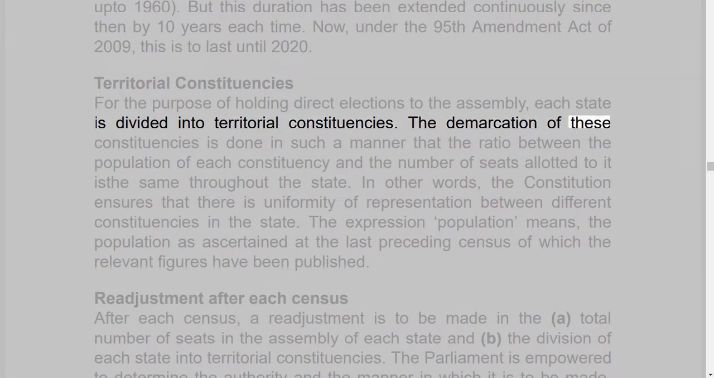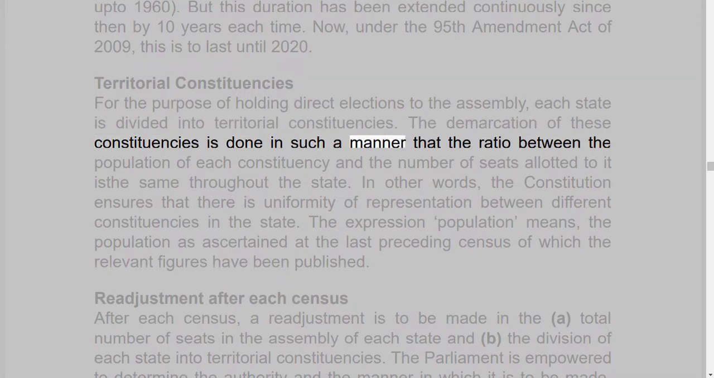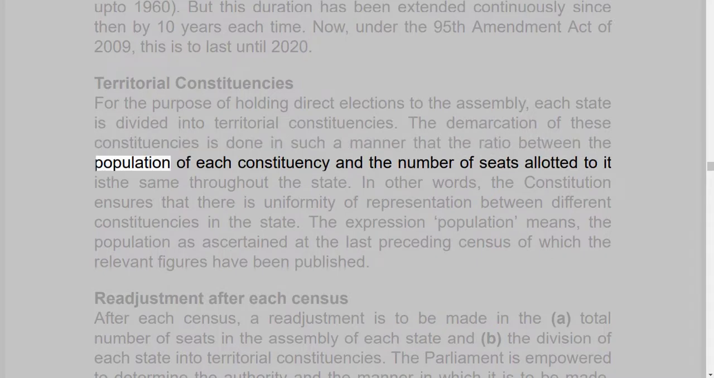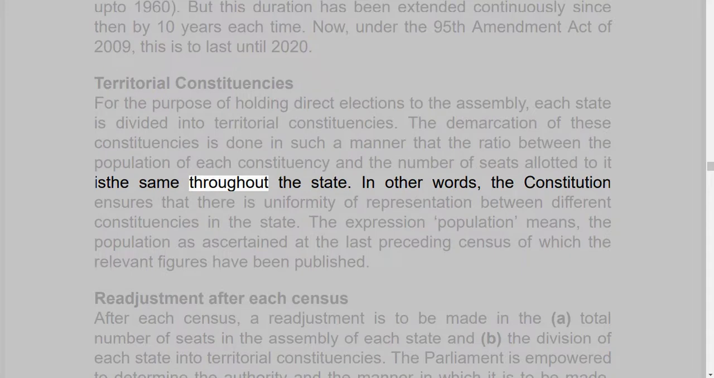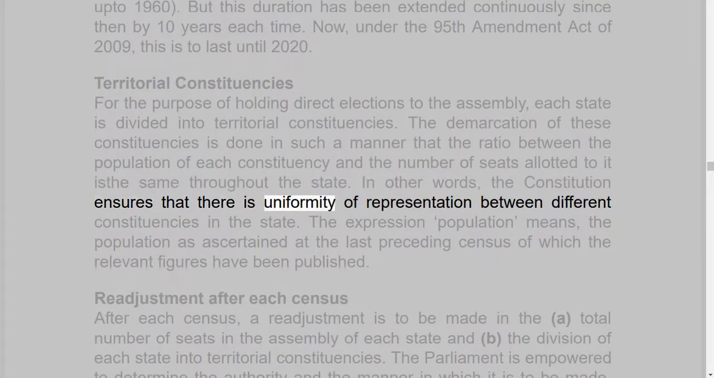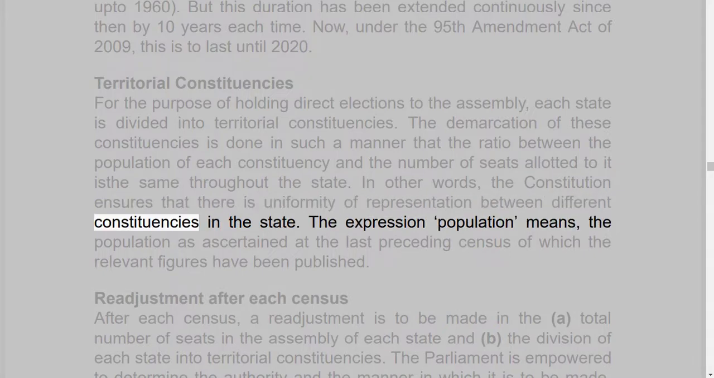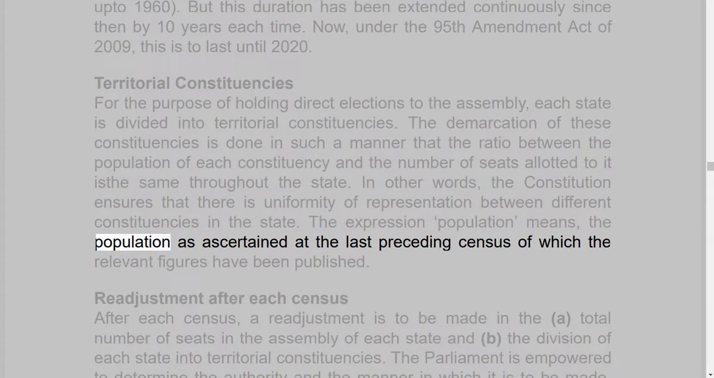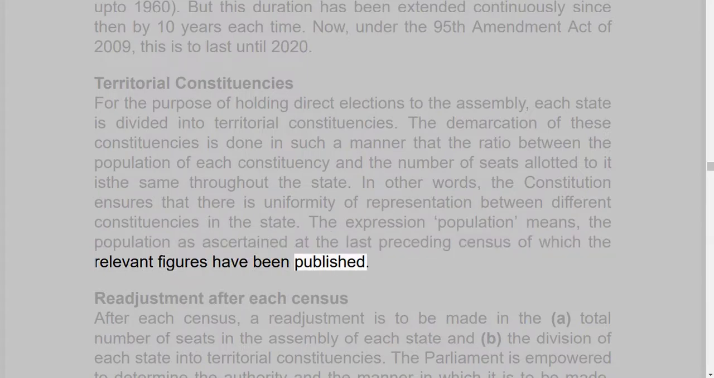The demarcation of these constituencies is done in such a manner that the ratio between the population of each constituency and the number of seats allotted to it is the same throughout the state. In other words, the Constitution ensures that there is uniformity of representation between different constituencies in the state. The expression population means the population as ascertained at the last preceding census of which the relevant figures have been published. Readjustment after each census.